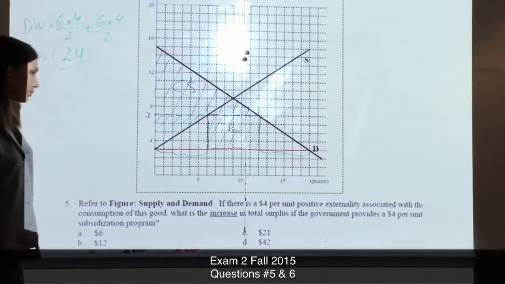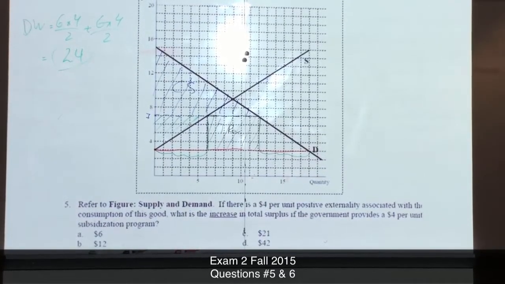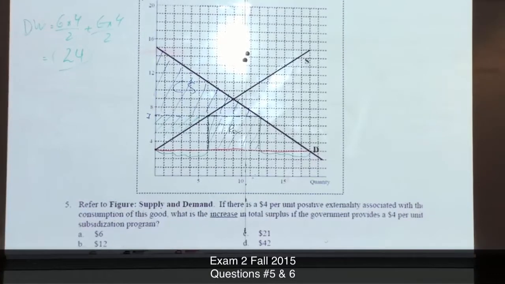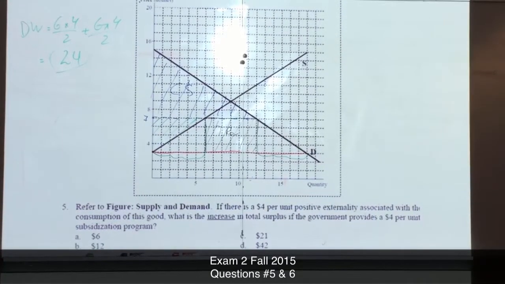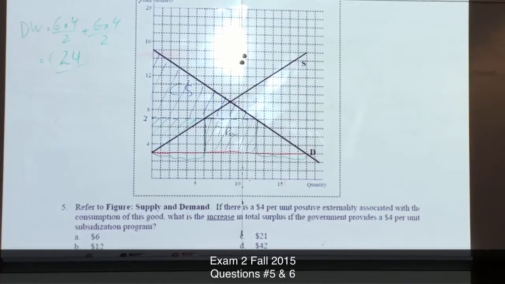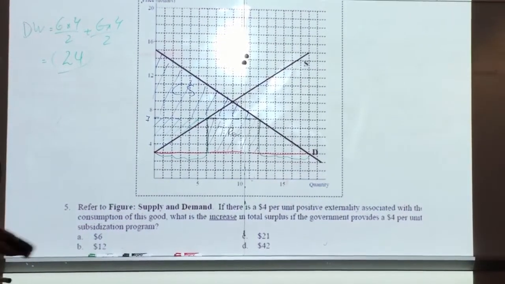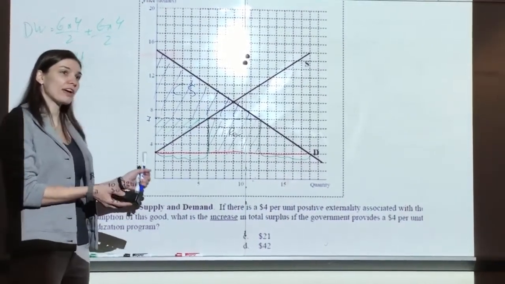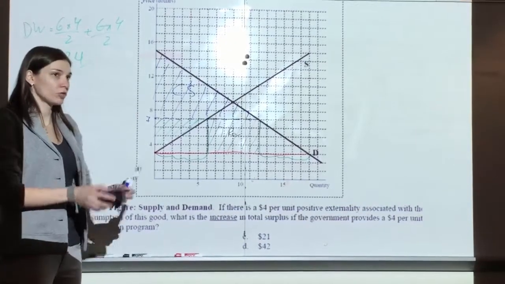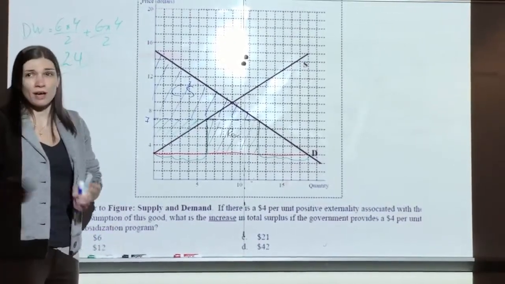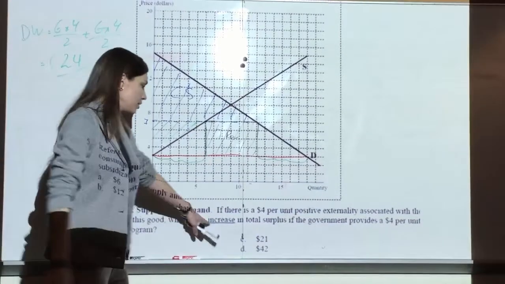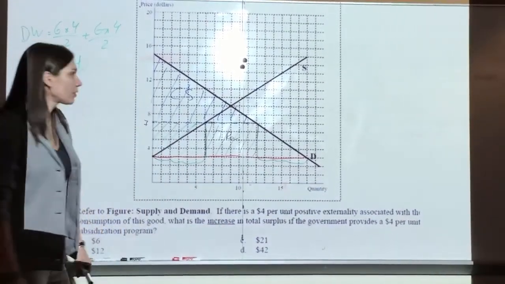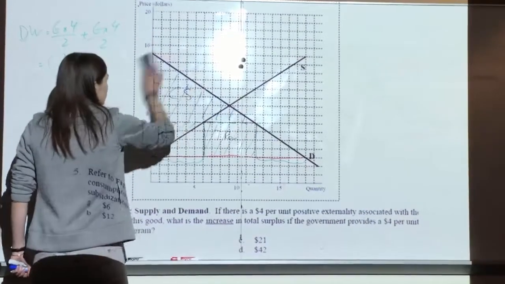There is a 4 per unit positive externality associated with the consumption of this good. What is the increase in total surplus if the government provides a 4 per unit subsidization program? Basically, we need to find total surplus before any government intervention first, then find total surplus after the government fixes the problem. And the difference would be the increase in total surplus. So let's look at it.